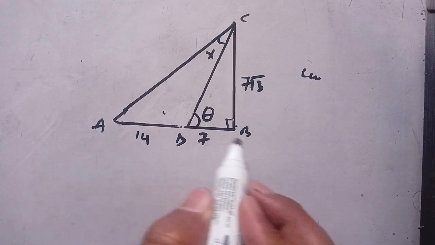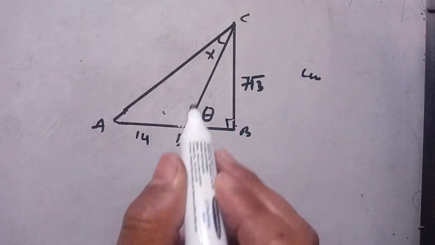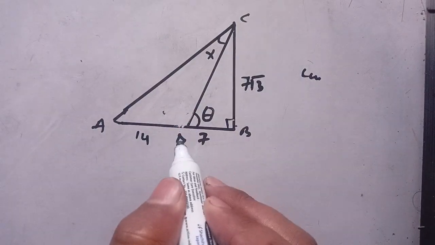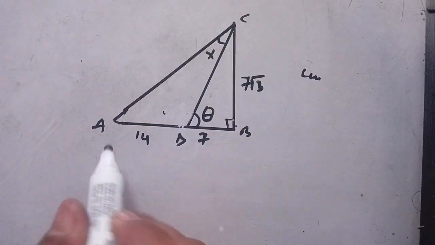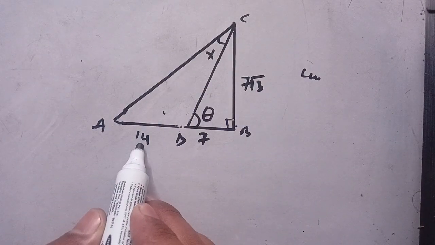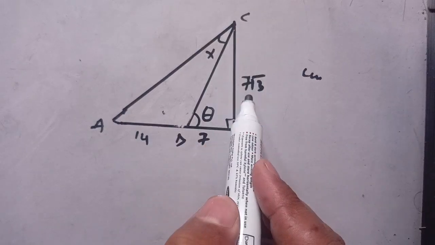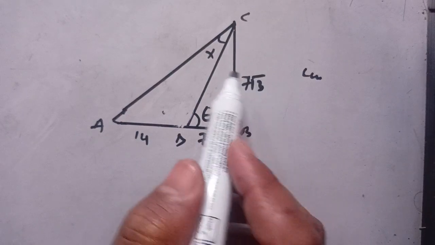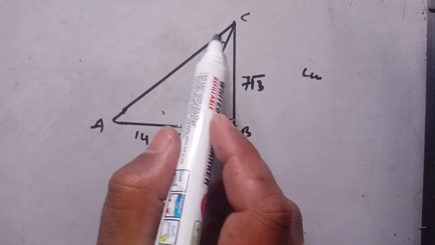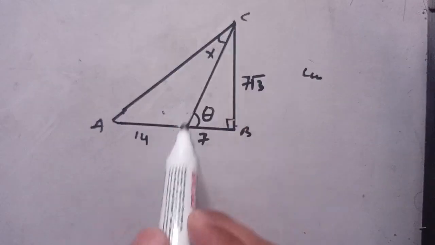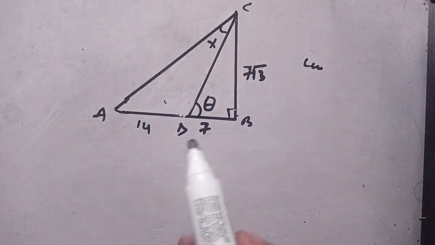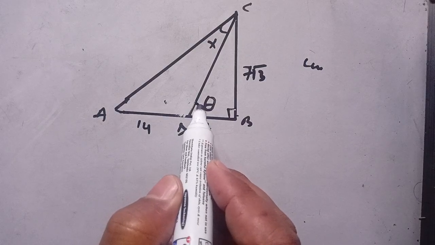Here is a triangle ABC, and here in a line is DC in the triangle. Now AD is equal to 14 centimeters, DB is equal to 7 centimeters, BC is equal to 7 square root of 3 centimeters, and we have to find the value of x, which means we have to find the angle ACD. Now, let us suppose that this angle is theta.